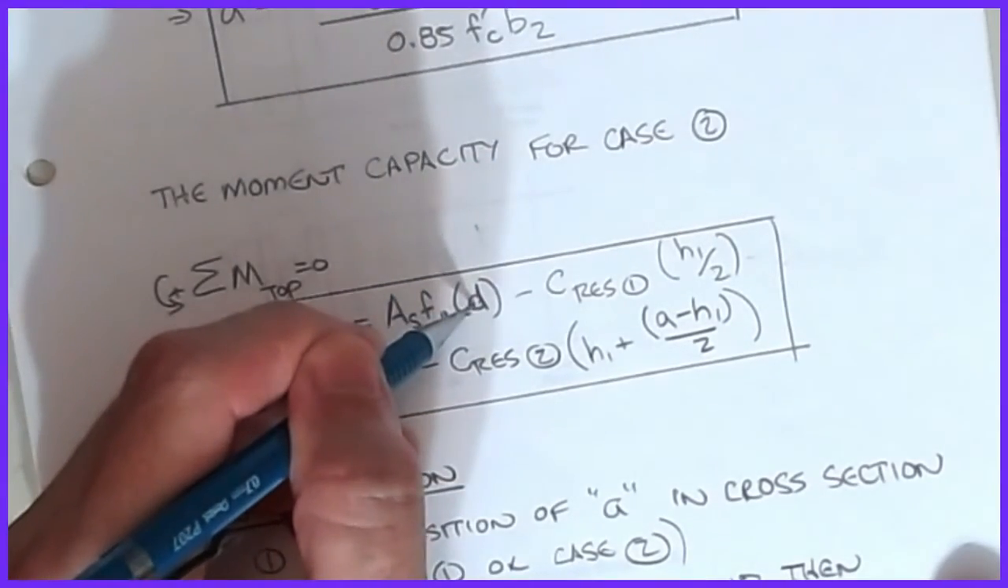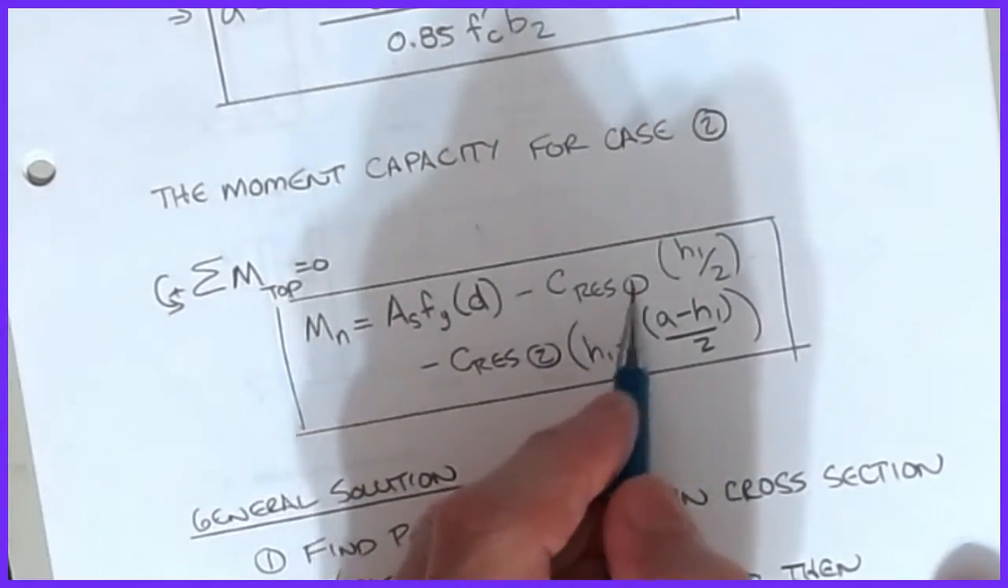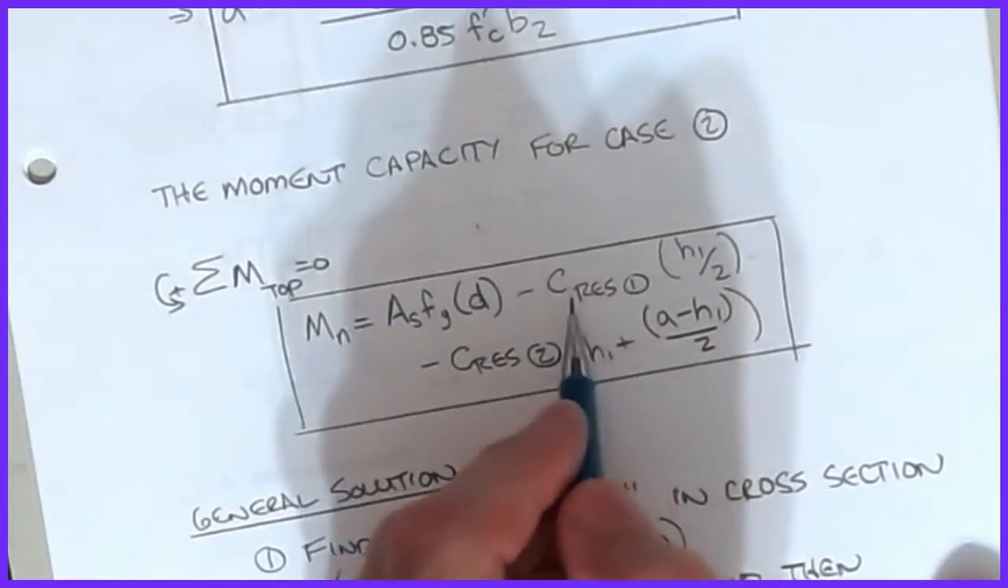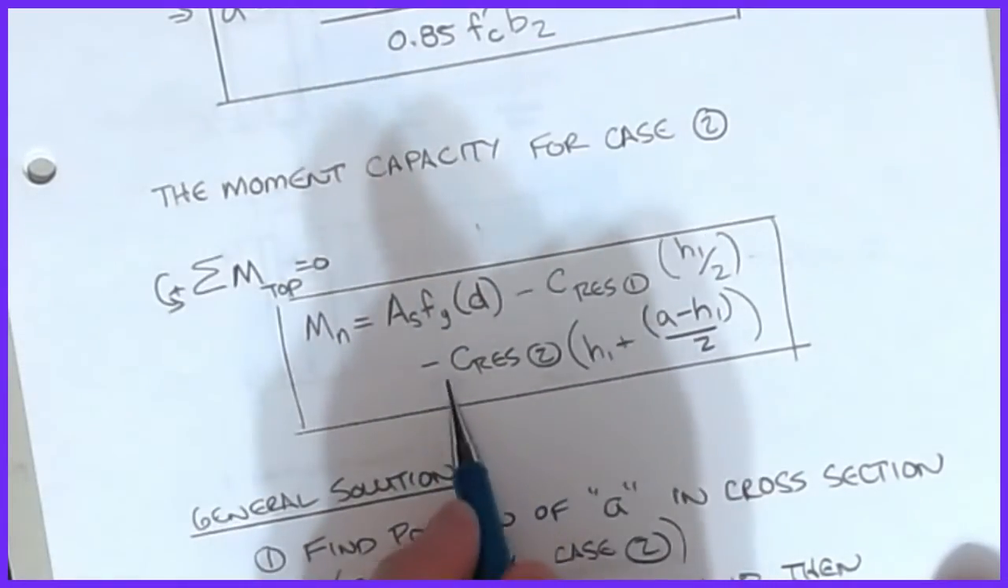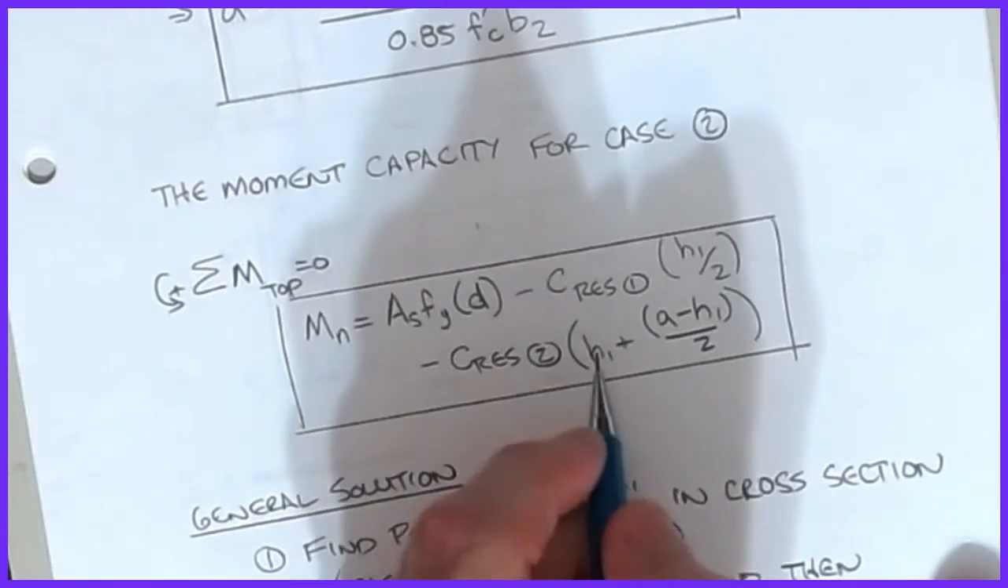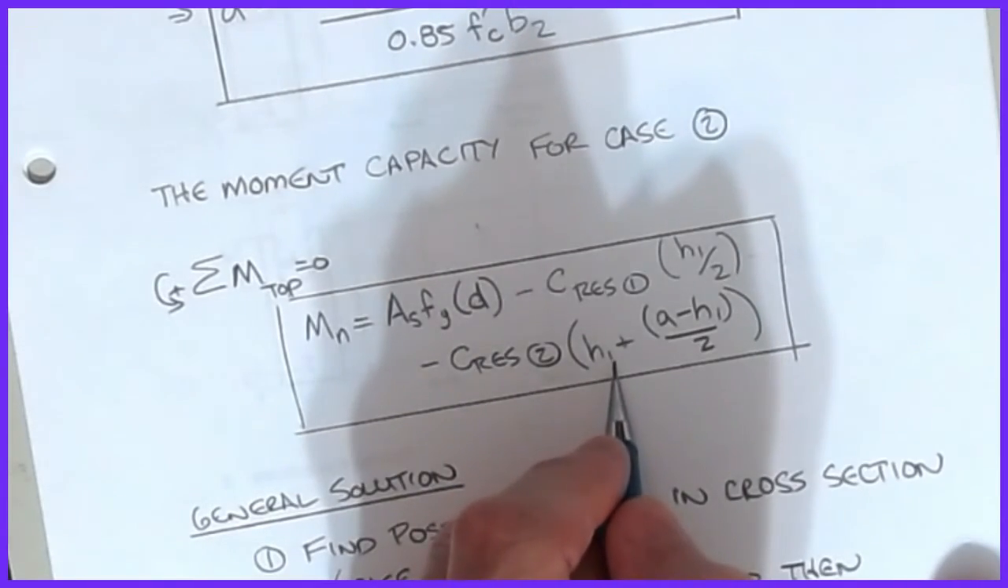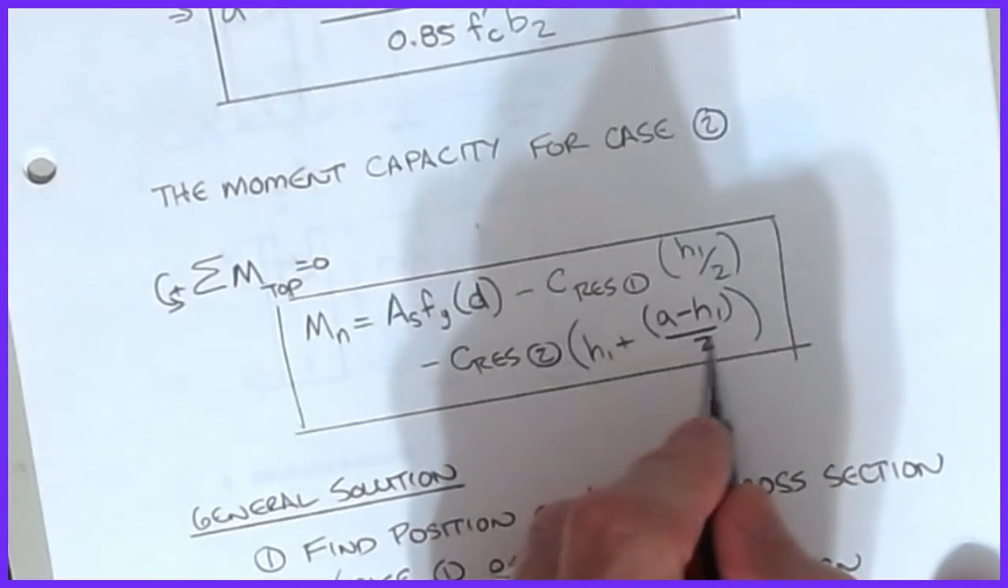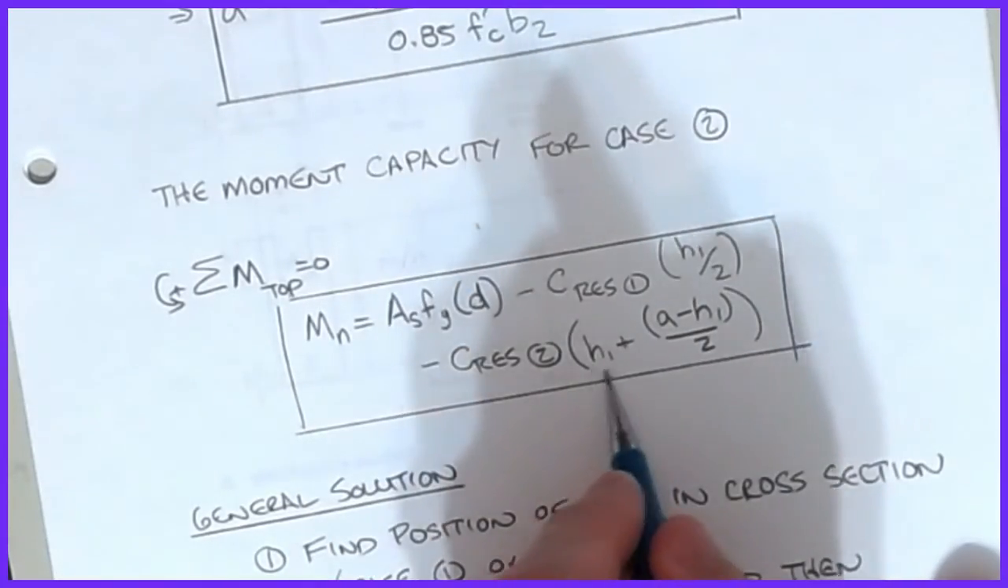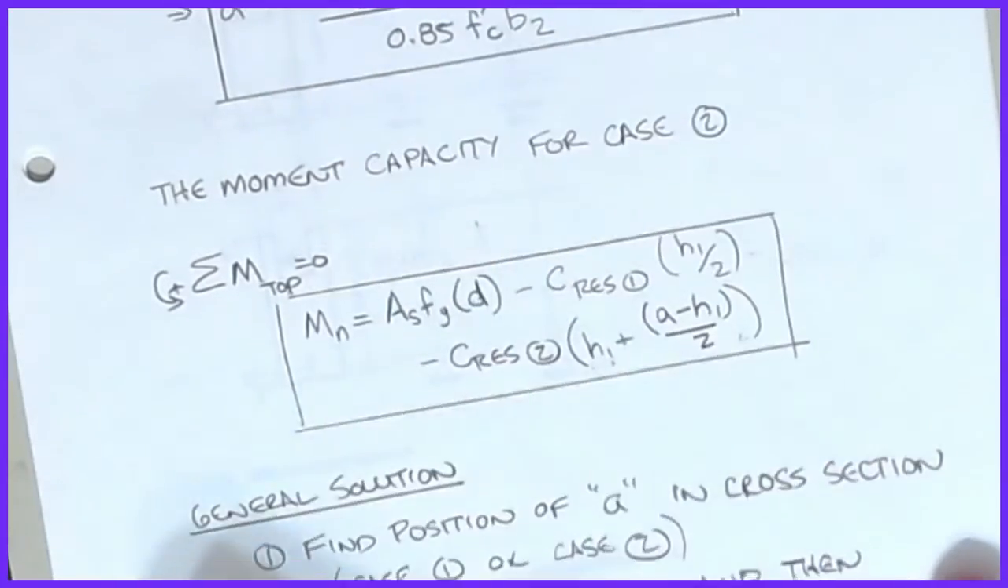As fy times d, because that's measured from the top, minus C_res1 times H1 over 2, because that's half of the slab thickness. And then the C_res2 gets the one that's a little bit weird. It's H1, the thickness of the slab, plus half of that extra portion that was left over. So there's this little bitty correction factor that has to go in on that H1 to get us there.